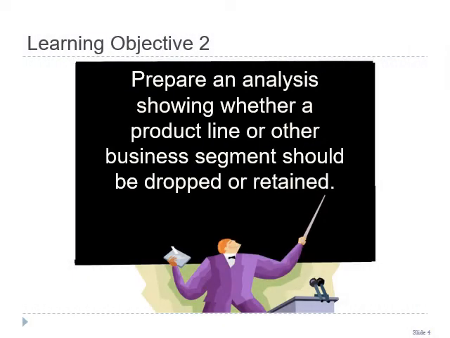And now here is our learning objective 2, which is to prepare an analysis showing whether a product line or other business segment should be dropped or retained. This is another application of relevant costing, in which you can decide, if you have a business, which segment you should drop or which segment you should keep. It's very important for your business, for your future business, or your family business as well, to understand this concept. So let's explore this.